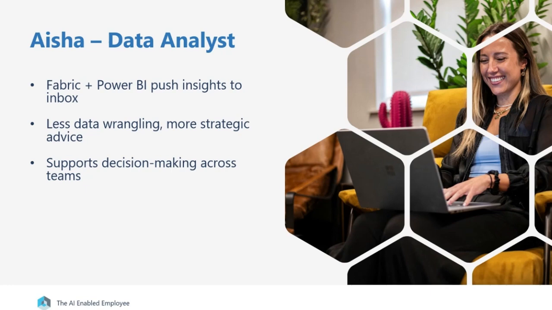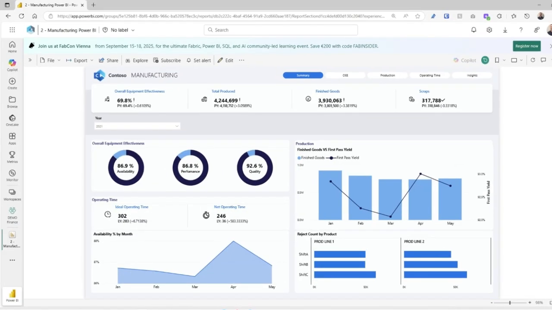Meet Aisha, a data analyst for a manufacturing company. So Aisha has a Power BI report, which is utilizing Fabric in the back end. So Fabric is the data warehousing and data modeling tool. It's automatically connecting to the ERP systems, in this case, SAP. And we've then produced some Power BI reports that are showing the key KPI information.